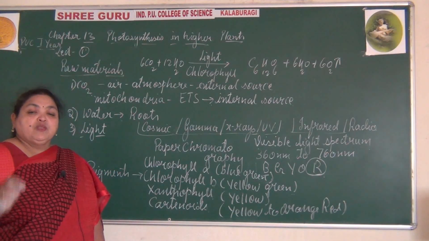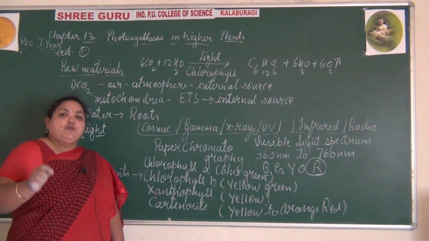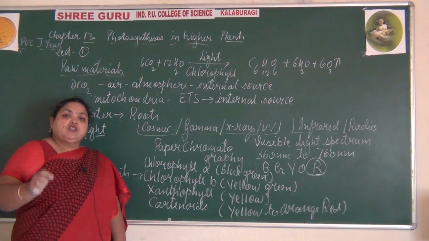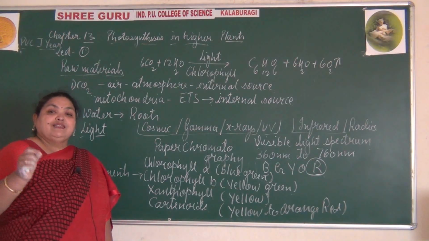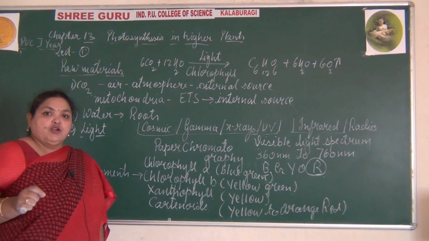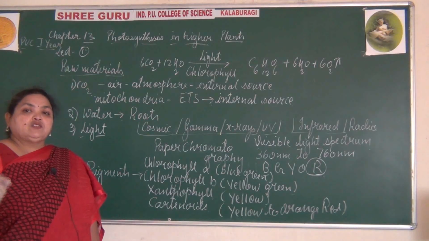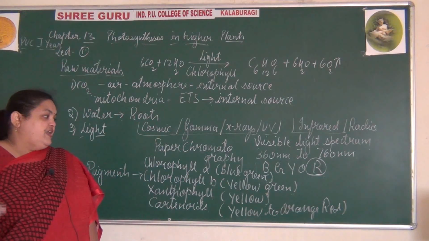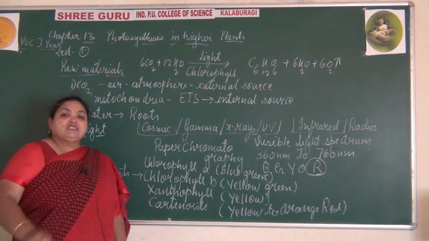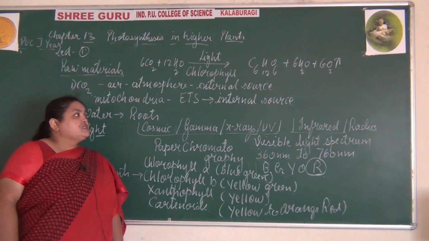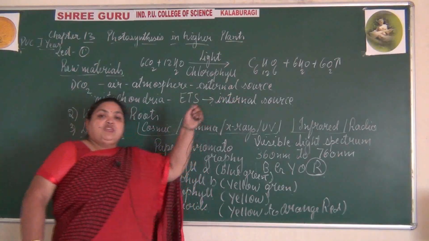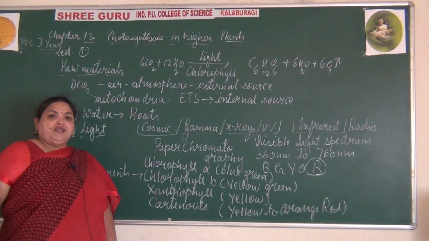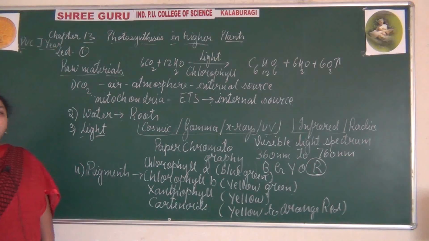With the help of light, they produce energy packets, that is the photons. It produces the energy in the form of photons, which are small packets of energy. With that energy, it is able to synthesize carbohydrates or glucose. So these are the raw materials involved in the process of photosynthesis.